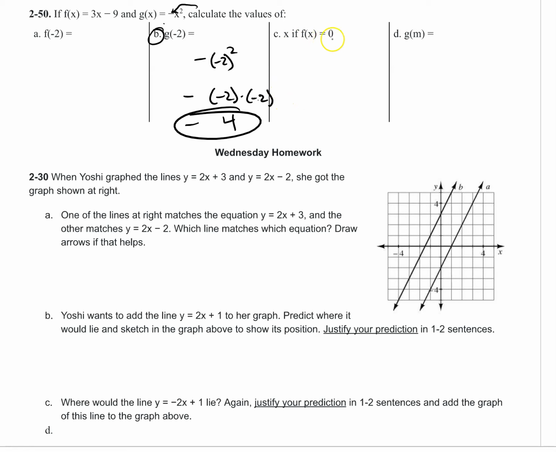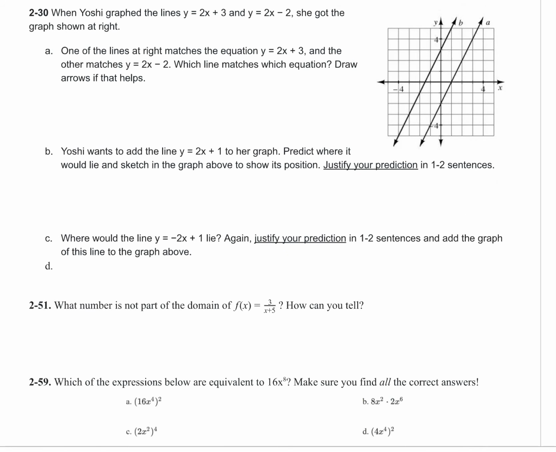C, find x if f of x equals 0. So if f of x becomes 0, if this whole thing, parentheses and all, becomes 0, then we have 0 equals 3x minus 9. And what's the input? What would x have to be to output 0? Well, add 9. 9 equals 3x, and then divide by 3. So x equals 3, right? 9 divided by 3 is 3.